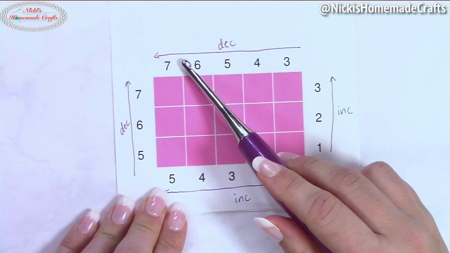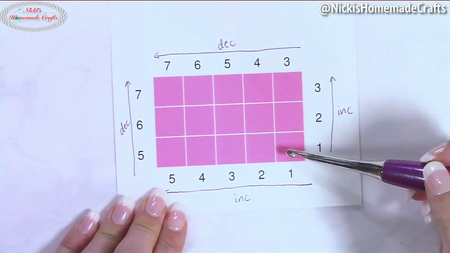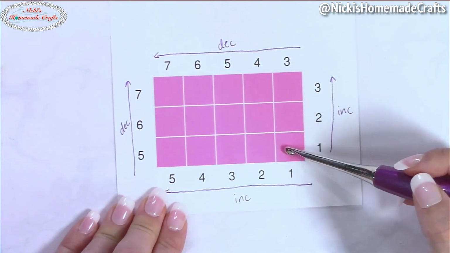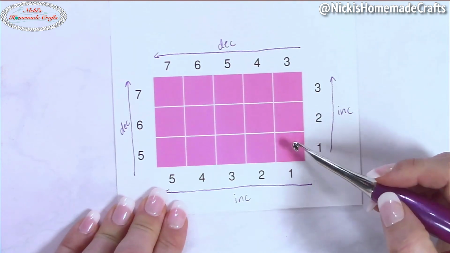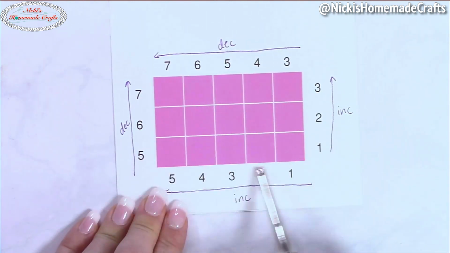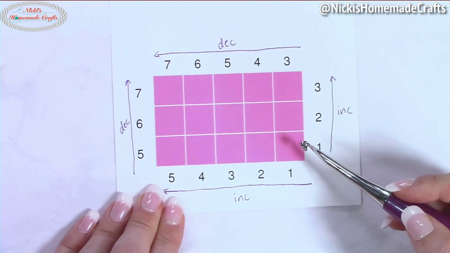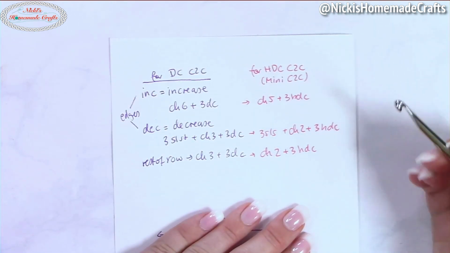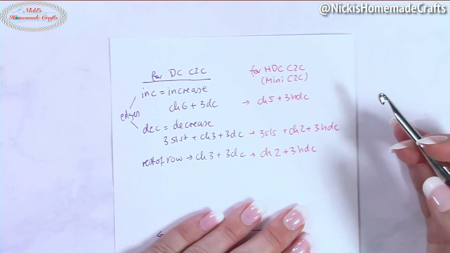Increasing as well as decreasing, and how to read a graph, because corner to corner is best done by reading a graph directly. So what we're going to do is make this small rectangle swatch right here in order for you to understand how to make a rectangle. The very first thing is you will need to know how to actually crochet corner to corners.